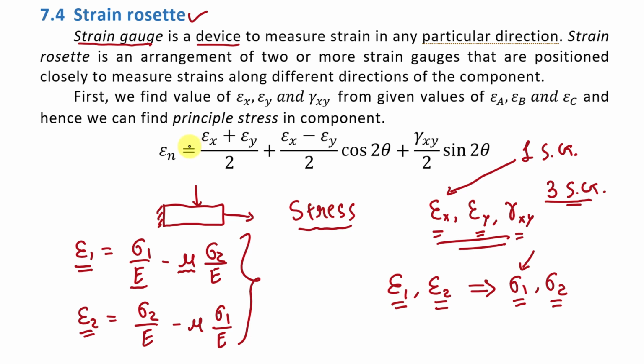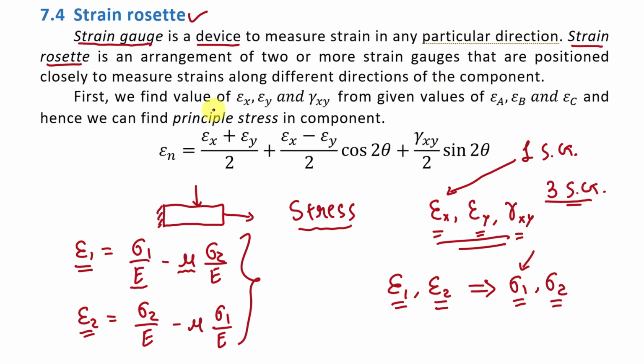Fine. So I hope that you understand why we are using this strain rosette to find out strain. Because we cannot directly find the value of stress practically in the body. So first of all we have to find out the value of strain, and then we have to convert this value of strain into the value of stress. Fine. So here we can say that a strain rosette is an arrangement of two or more strain gauges that are positioned closely to measure strain along different directions of the component.